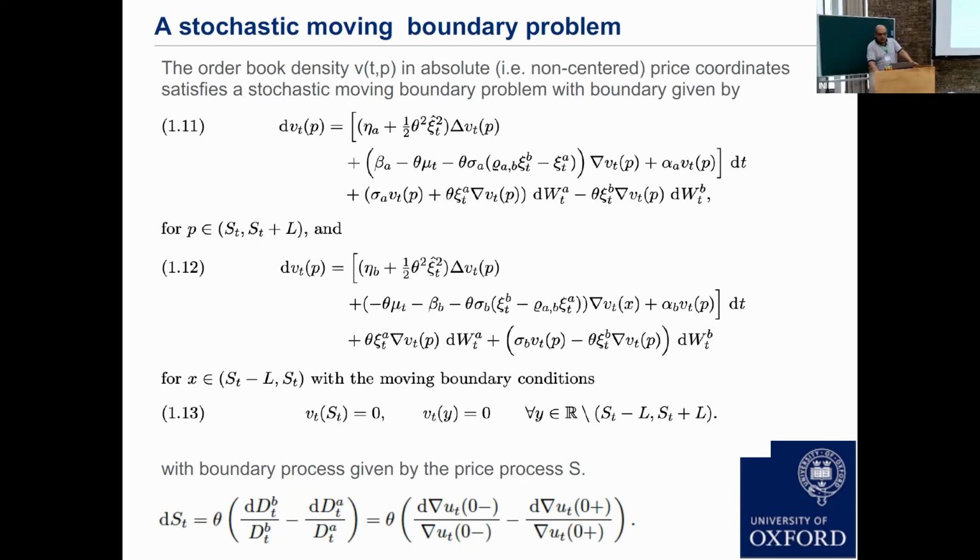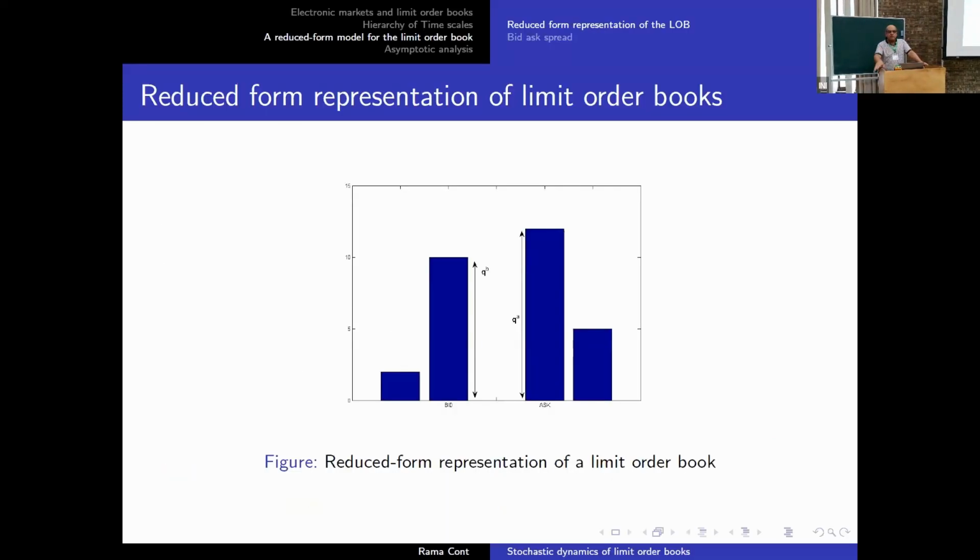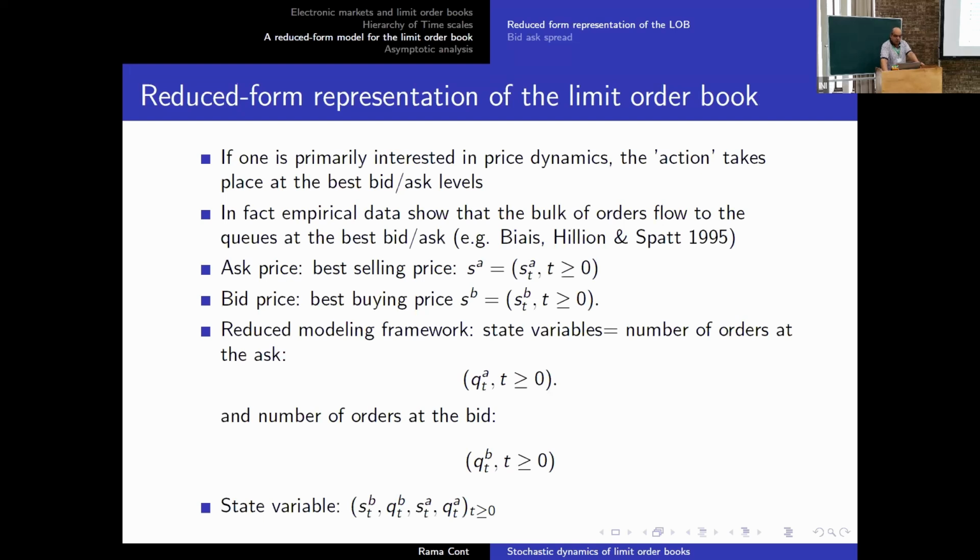So another type of model is to zoom in on the interface and say, well, we're not so much interested in the dynamics away from the interface, because we're interested in the best buy and sell queues and the price, which is the position of the mid price in between. This is what we call a reduced form representation. Here we simplify by looking only at the two best queues, and the position of the two best queues is determined by the price. So we have three variables: QA, QB, and then the price.